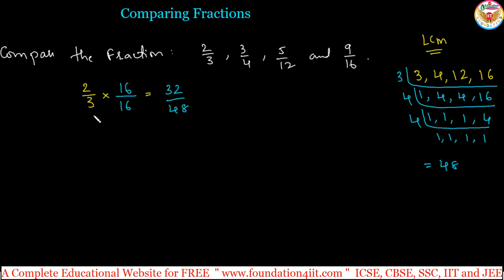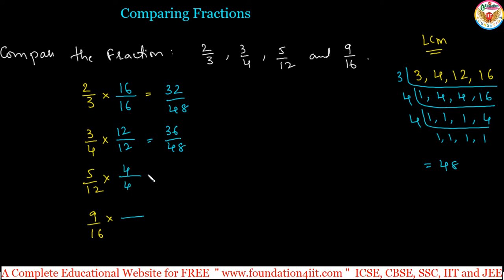Yeah, the same concept will apply for the remaining numbers: 3 by 4, 5 by 12, and 9 by 16. Same, we should multiply to make the denominator the same. For 3 by 4, the multiplier is 12, and the same 12 you multiply for the numerator: 12 into 3, 36 by 48. For 5 by 12, 12 fours are 48, so the numerator is 5 fours are 20, that is 20 by 48. For 9 by 16, it is 3 and 3: 9 into 3 is 27 by 48. So these four fractions are exactly equivalent to the next three.